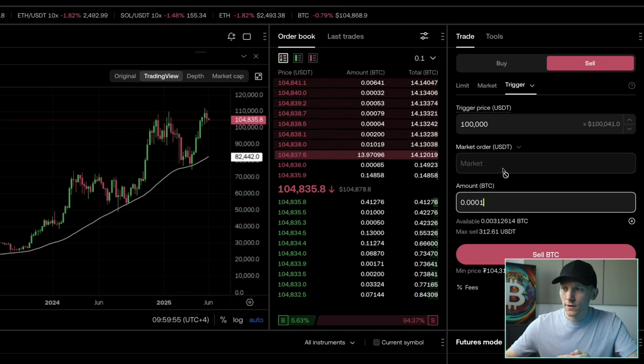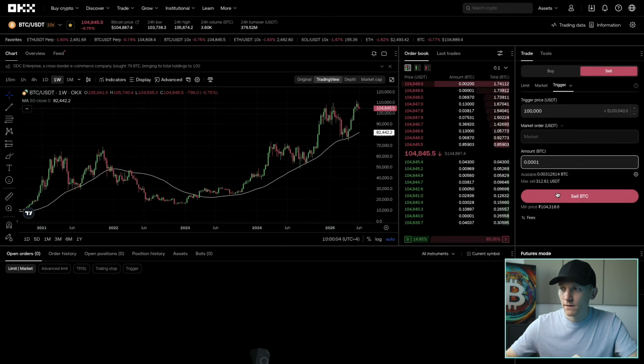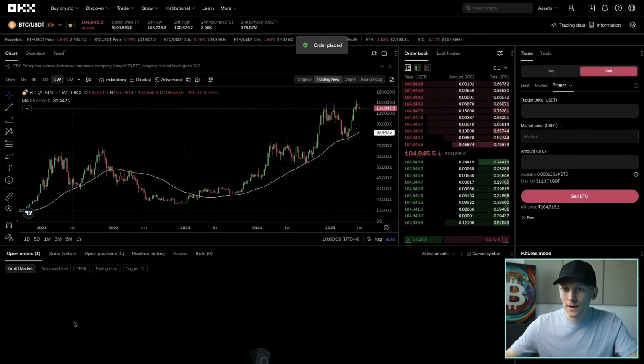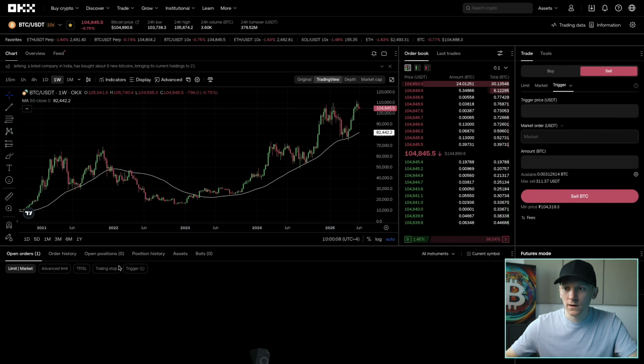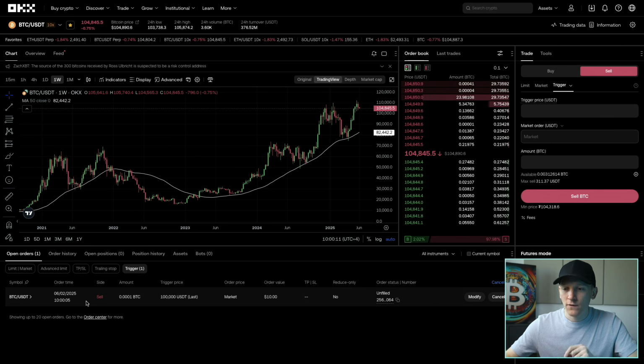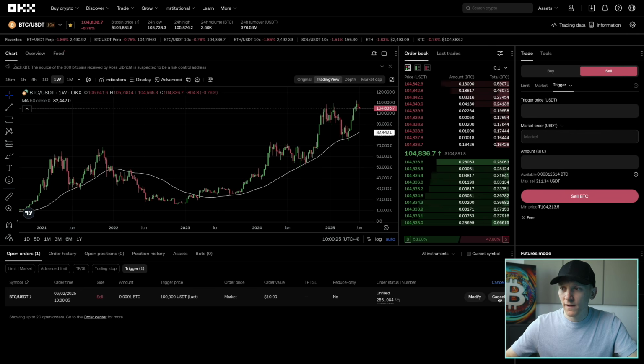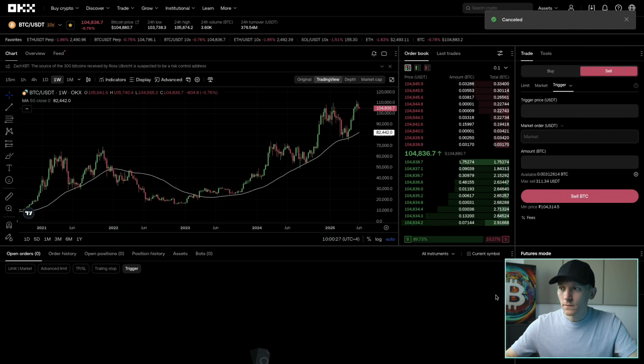So OKX will wait for the 100,000 exchange rate, then it will enter a market order to sell Bitcoin, and I can press this right here, sell BTC. That order is placed, and you can see it's in open orders here, trigger orders, it's right here. So I've got that order in, and it hasn't traded yet, and it hasn't even gone into the system yet. The trigger is waiting for that price to actually hit, to be triggered, 100K, and then it enters my sell order. So I can cancel this out, and nothing is traded.